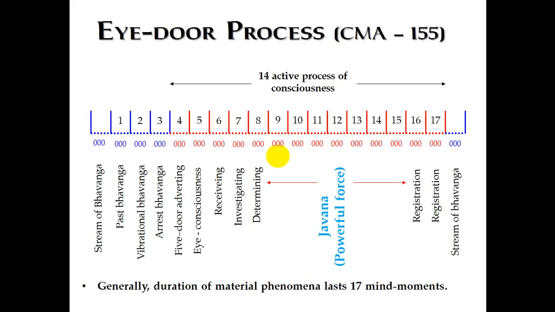Then, receiving consciousness receives the object. So we see with our eye, then receiving consciousness receives that object, right? At this time also, we do not have any root. Lobha, dosa, moha, alobha, adosa, amoha. And then investigating consciousness investigates the object. Then determining consciousness determines the nature of the object. So up to here, from five-door adverting, eye consciousness, receiving consciousness, investigating consciousness, determining consciousness, they are ahetuka, rootless. So the moment we have those consciousness in our mind, no lobha, no dosa, no moha, right? And also no alobha, adosa, amoha as well. Therefore they are called ahetuka.